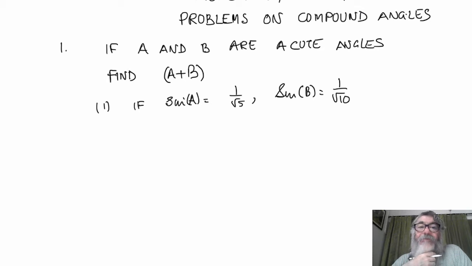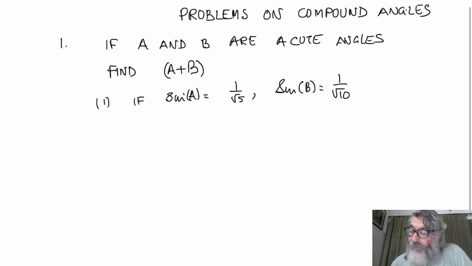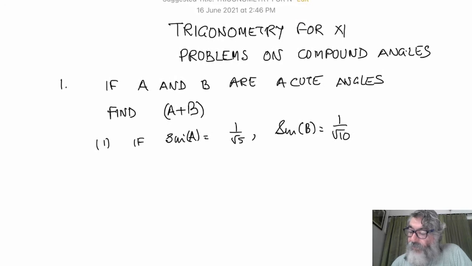So obviously we will apply the formula of sin A plus B because sin A and sin B are given. With the help of sin A and sin B we can find the value of cos A and cos B. Since they are acute, only the positive sides will be taken because in the first quadrant everything is positive. So let's find cos A.